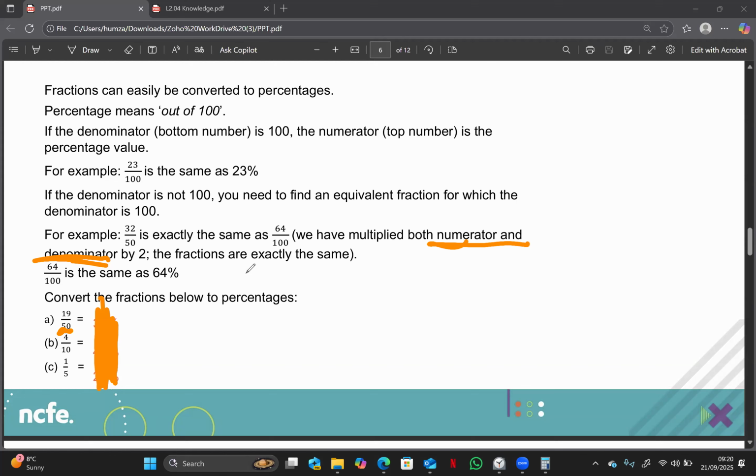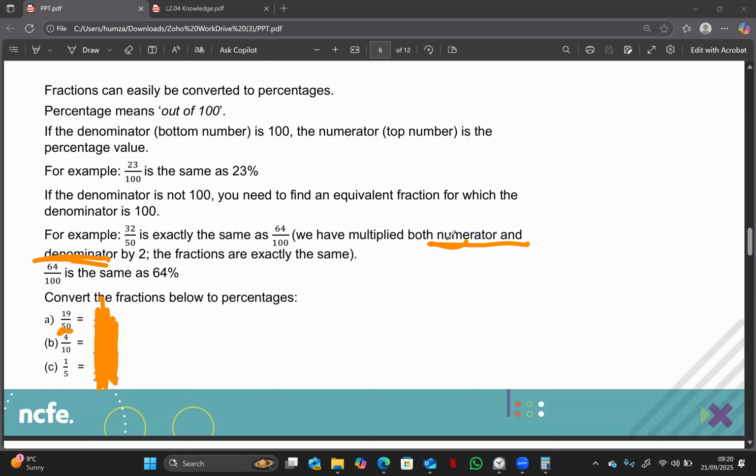So what would we do to the top number as well? Look at what I've underlined above. We have multiplied both the numerator and denominator. So what would we do here?